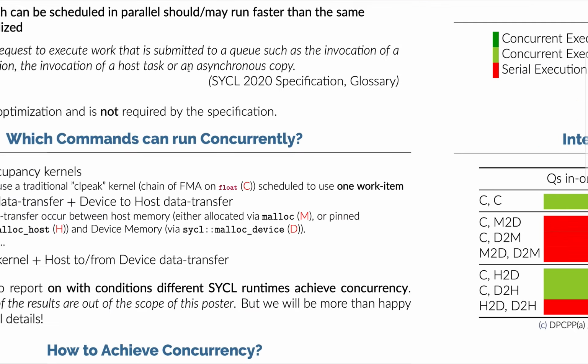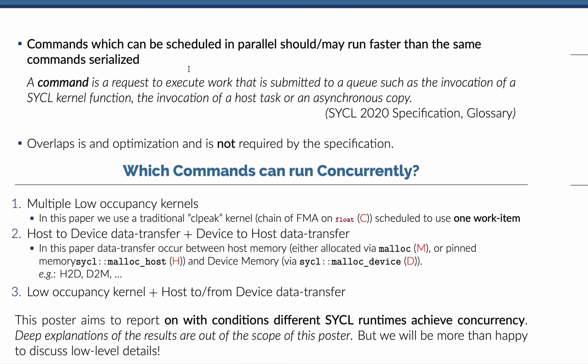The goal of this poster is to check if commands that can be scheduled in parallel will run faster than the same commands serialized. What do we mean by a command? The SYCL specification says that a command can be either a kernel function or an asynchronous copy. So this is exactly what we will do. We'll try to run a kernel and asynchronous copy and see if they run faster in parallel than in serial mode. I just want to say that overlapping of this kind, this concurrent execution, is an optimization and not required by the specification.